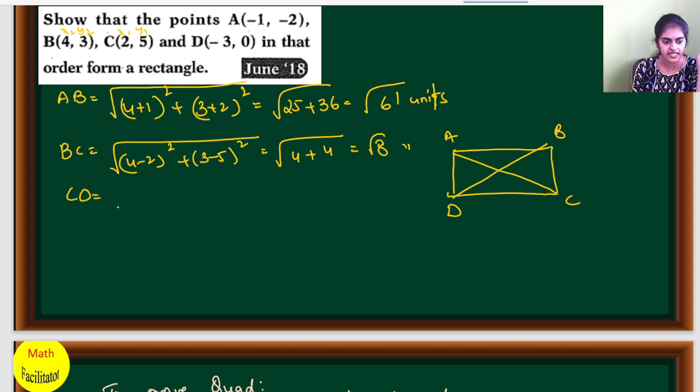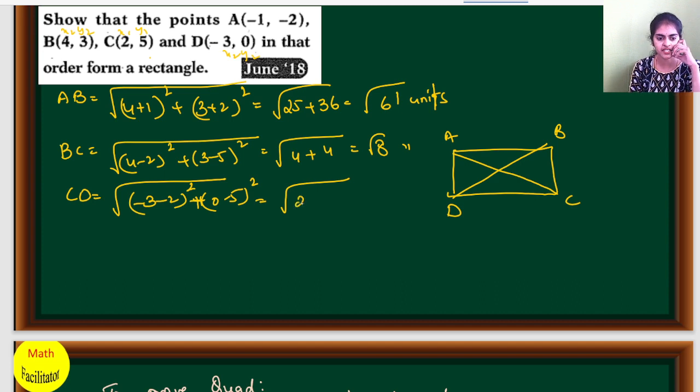Now CD తీసుకుందామా, CD ఈక్వల్ టు √ over C and D ఈ రెండు. సో ఇది x2 y2 తీసుకుందాం. సో -3 minus 2 whole square plus 0 minus 5 whole square. ఓకే, అంటే ఇది ఎంత వచ్చింది, -3 -2 అంటే -5 హోల్ స్క్వేర్ అంటే 25 ప్లస్ 5 స్క్వేర్ 0 -5 హోల్ స్క్వేర్ అంటే ఇది కూడా 25 వచ్చింది. సో 2√25 అని రాయొచ్చు లేదా √50 అని రాయొచ్చు, మీ ఇష్టం. ఓకే, సో ఇక్కడ కూడా √50 అని రాయొచ్చు.